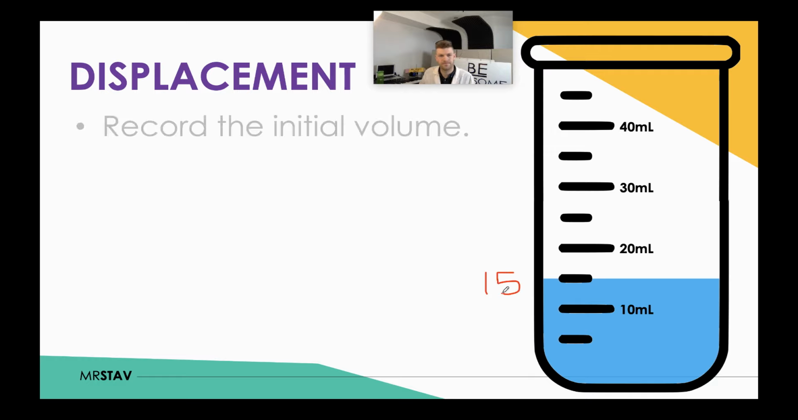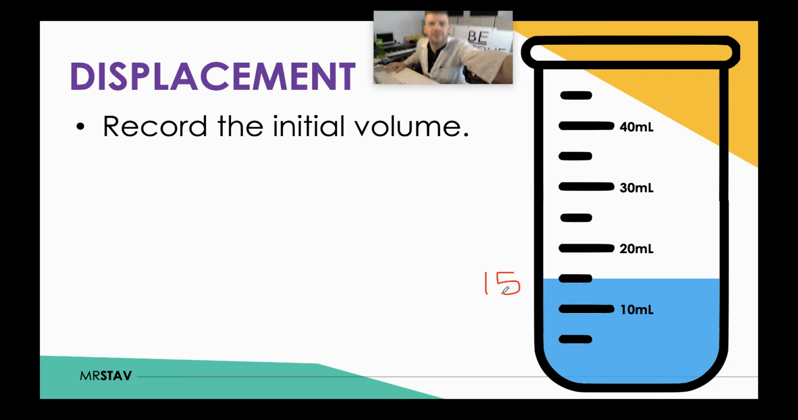Okay? So to calculate displacement, remember, write this into your notes. We need to first record the initial volume. This is the volume that it starts at. Initial. Okay, type that in. Mr. STAV, do you think this is important? I absolutely think this is important. You want to know this.